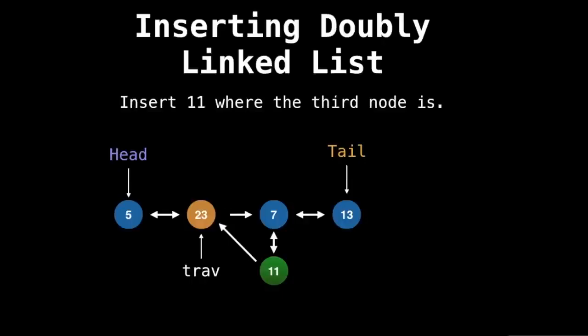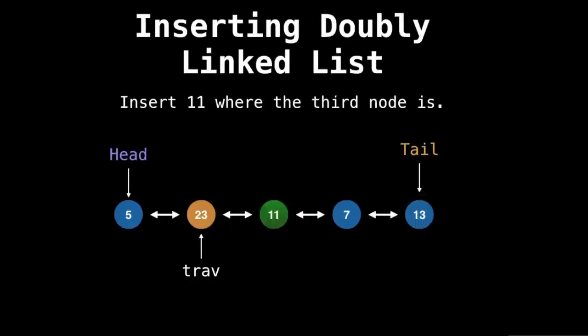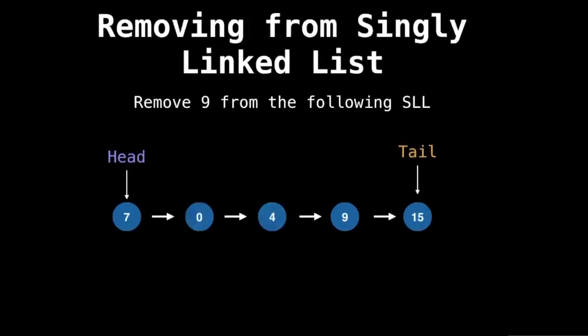Now we make 7's previous pointer equal to 11, so we can go backwards from 7 to 11. And the last step, make 23's next pointer equal to 11. This is so that we can go forwards from 23 to 11. So in total, remark that we changed exactly 4 pointers. So if we flatten out the list, you can see that 11 has been inserted in the correct position.